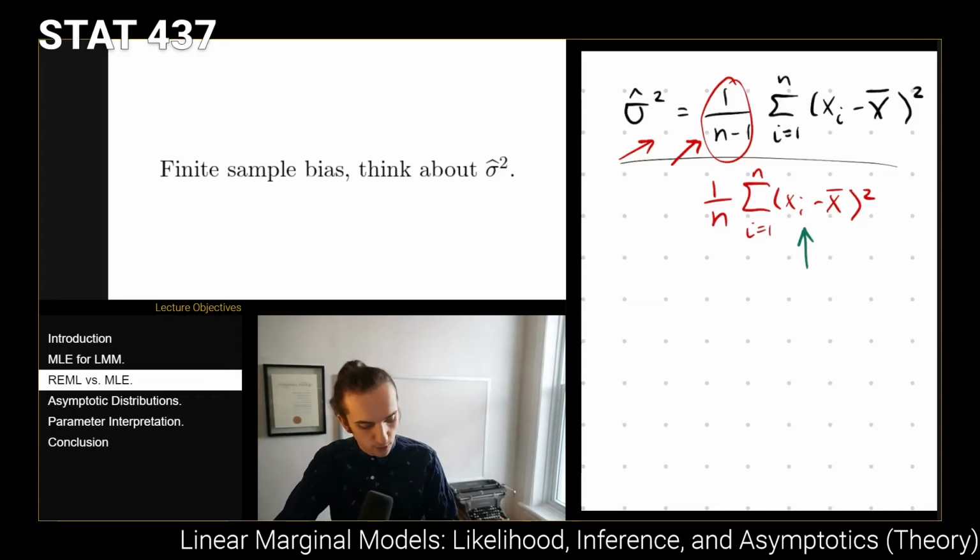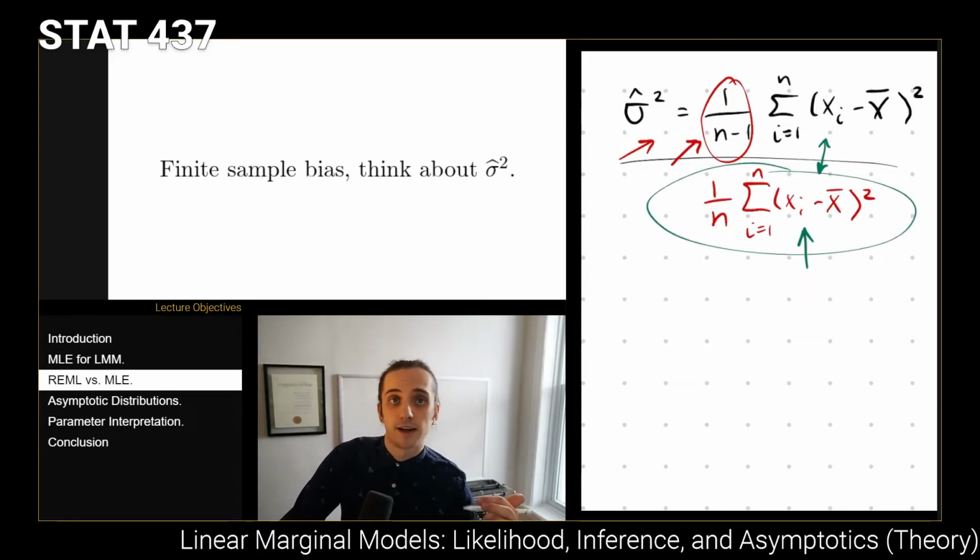And as n goes off to infinity, 1 over n minus 1 and 1 over n both approach 0 at exactly the same rate. And so these two estimates become closer and closer in larger and larger samples. But this estimate using 1 over n is actually the maximum likelihood estimate if we're talking about normal distributions, say, right? And so the question is, why do we typically use this first estimator? And the answer is because it's unbiased.